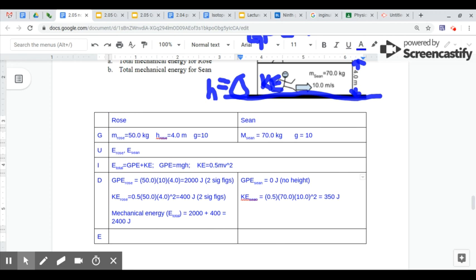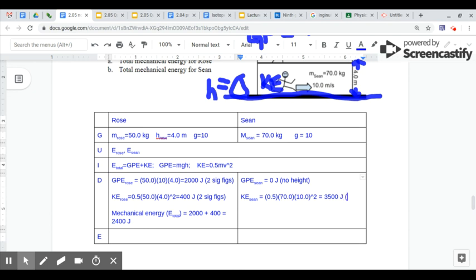Well, maybe he doesn't have a ton of kinetic energy then. Well, that's not right. I screwed something up. Let's go over this. All right, that's what it is. 10 squared is 100. 100 times 70 is actually 7,000, cut in half. So 3,500 joules.